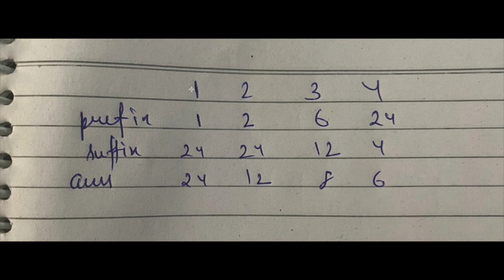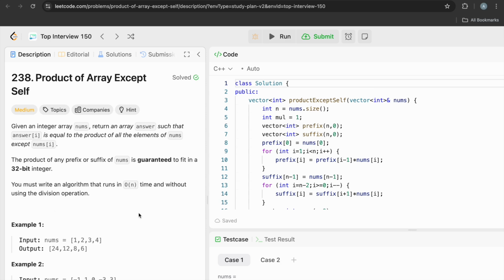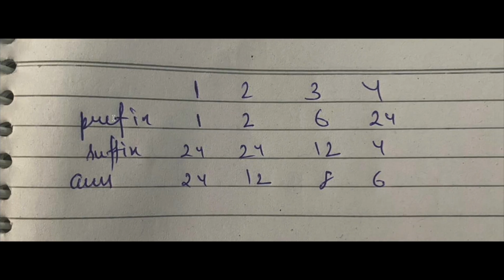Suppose this is the given input 1 2 3 4, which was given in our example number 1. We'll maintain two arrays, a prefix array and a suffix array. The prefix array will contain, up to the ith element, the product from the 0th index to the ith index. So we'll start from the first. Initially the product is 1. Now 1 into 2, product is 2. 2 into 3, product is 6. 6 into 4, product is 24.